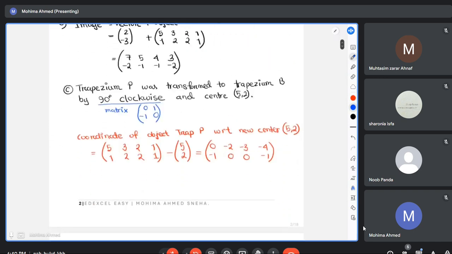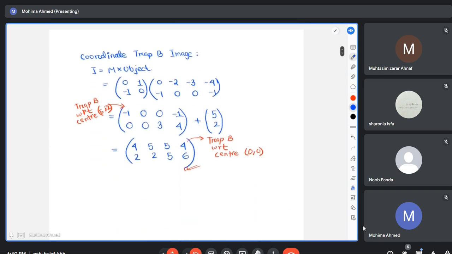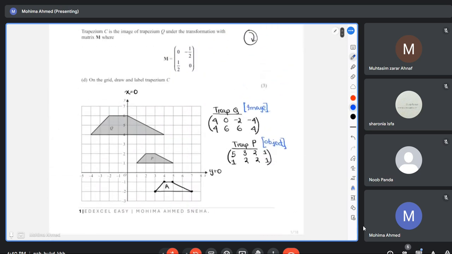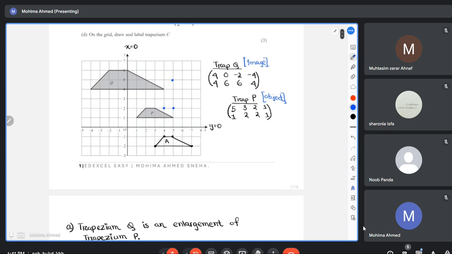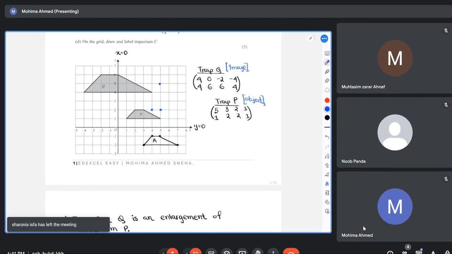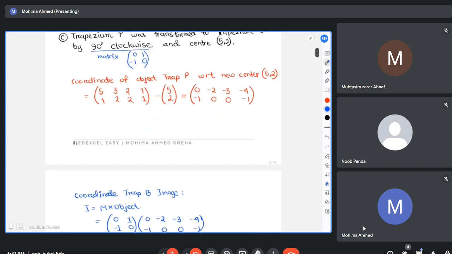I forgot the coordinate. One minute. 4, 2, 5, 2, 5, 5, 4, 6. Okay. 4, 2, 5, 2, 5, 2, and 4, 6. One minute. If I'm making any mistake on that, let me just check.